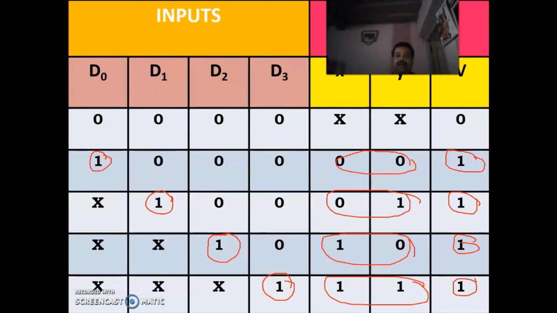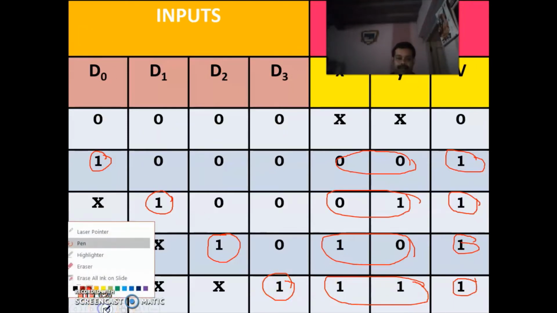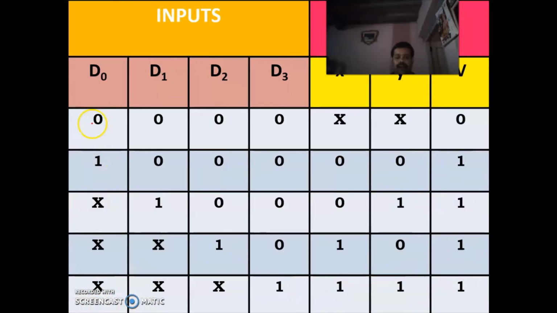So again I am telling, first you have to write all the inputs are 0. You have to put V as 0. And if all the inputs are 0, the value of X and Y is don't care. Then we are writing D0 as 1 and other inputs as 0. So the inputs which are coming right to the 1, in those places we have to put zeros.